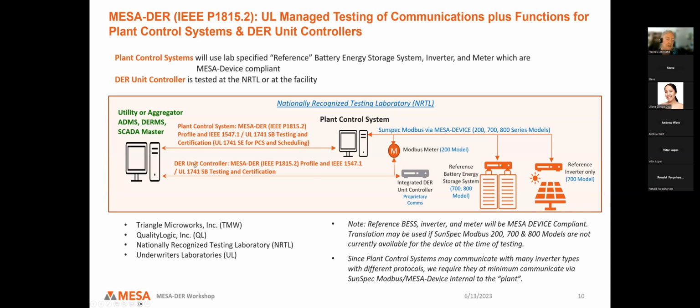So that is now underway. We have this now well-established agreement with UL to do that. It will then be MESA certified once a system has gone through the testing. And we're also looking at additional possible testing for the SunSpec Modbus, so within the plant.